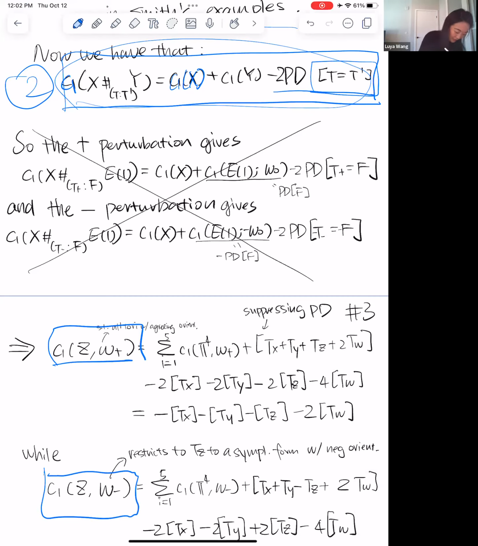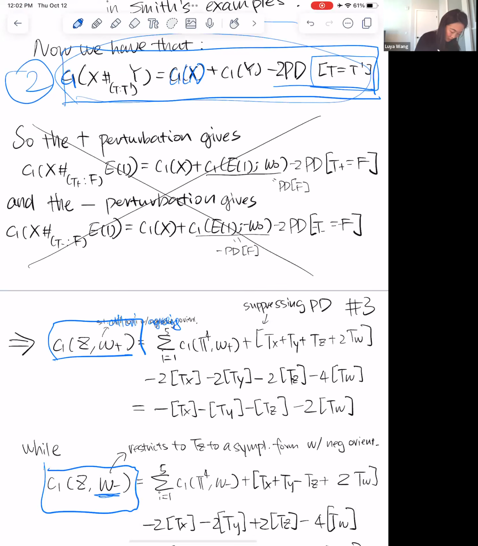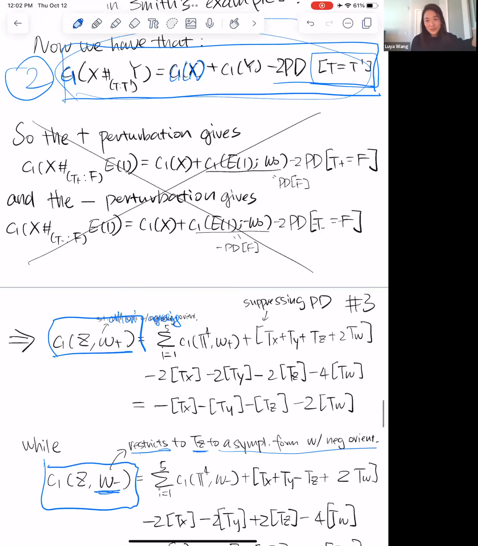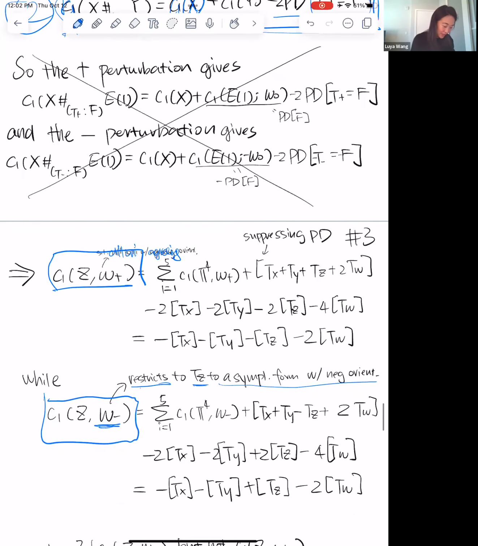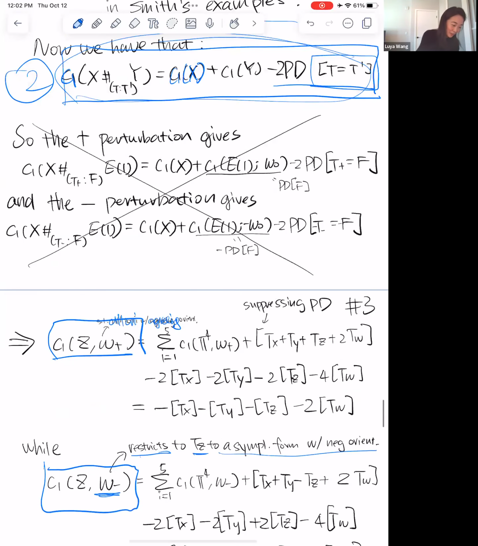So the plus form, like I said, was obtained with all orientations agreeing with the existing orientation on all your tori. And then the minus form is obtained such that you choose the perturbation of TZ to be negatively oriented, to induce the symplectic form that's negatively oriented, that disagrees with the orientation on TZ. Okay, then you do the computation based on this thing I assumed.